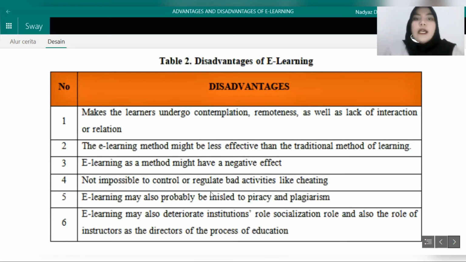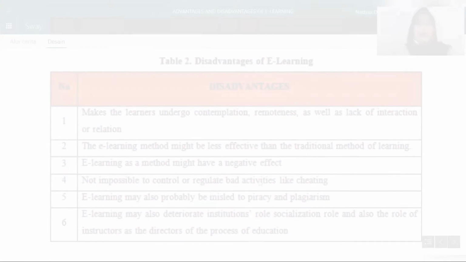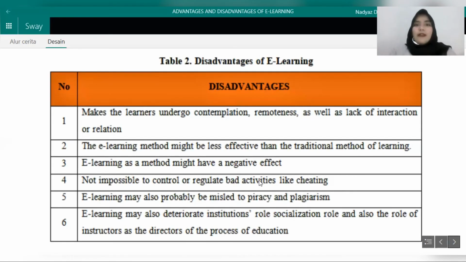Thirdly, when it comes to improvement in communication skills of learners, e-learning as a method might have a negative effect. The learners might have excellent academic knowledge, but they may not possess the needed skills to deliver their acquired knowledge to others.